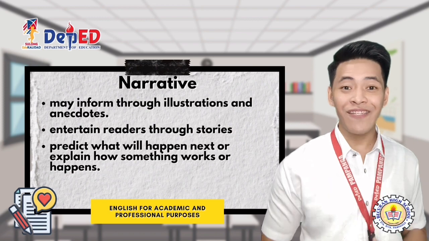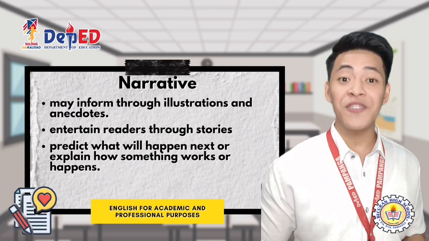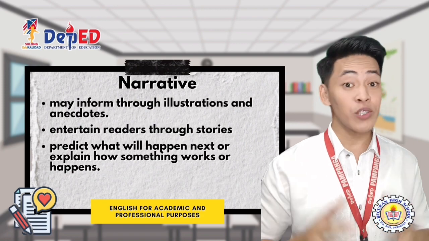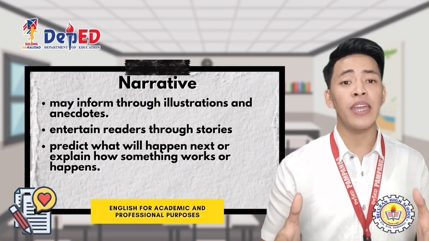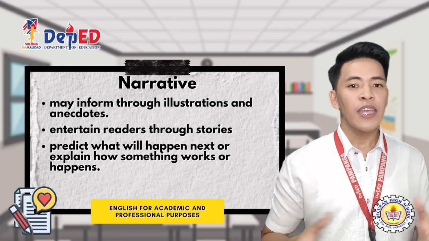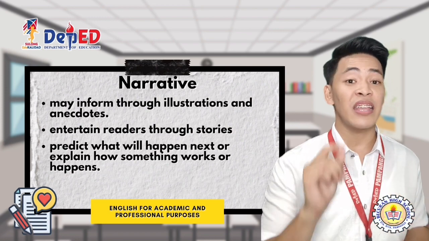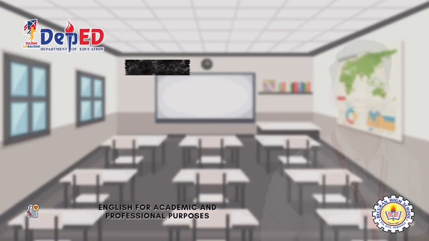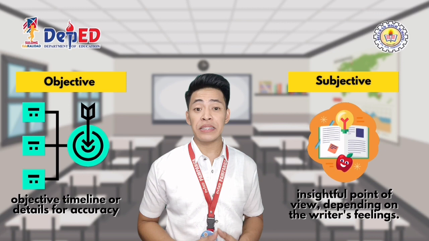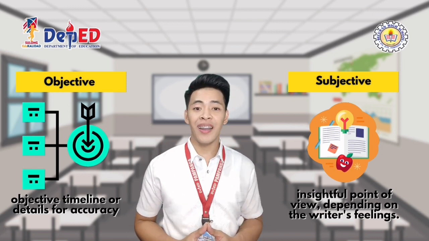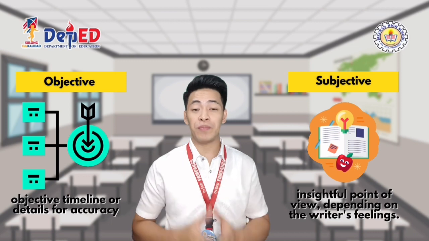Also, in narrative writing, you can entertain your readers through writing amusing stories and predict what will happen next, or explain how something works or how something happens. Or simply, you can write anything that interests you or that is close to your heart. And this can be done depending on your target or purpose, if it's objective or subjective. So what do we mean by that?